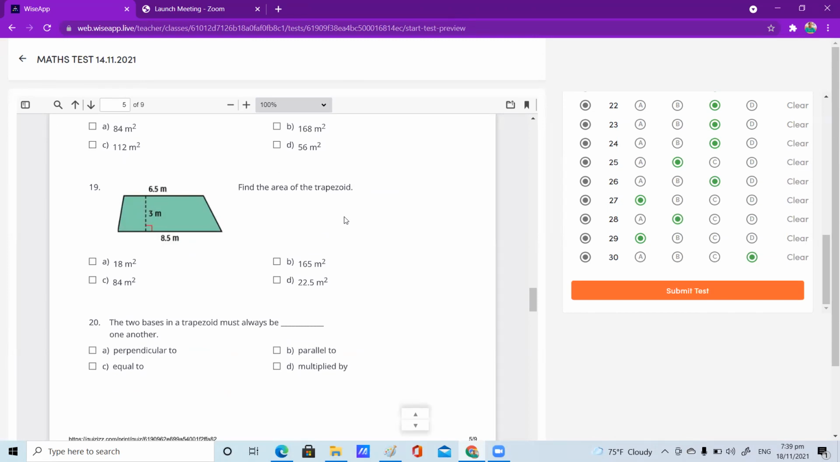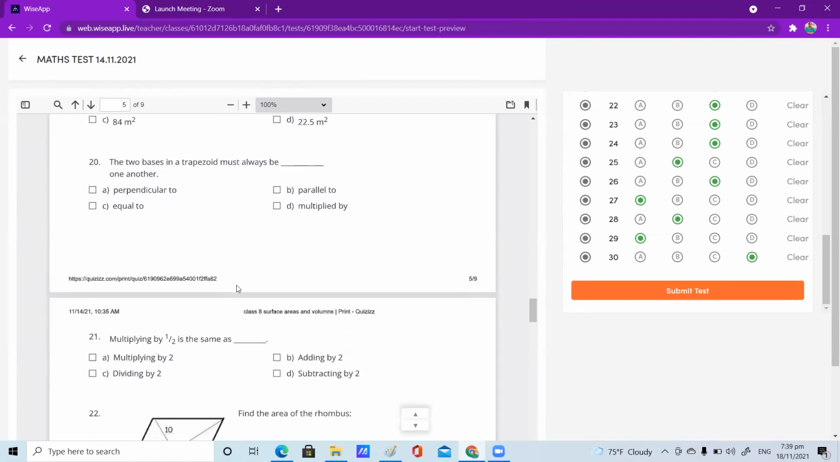It will be half into 6.5 plus 8.5, which is 15, by 2, into 3. So 45, by 2. Half of 45 is 22.5 meters. Next, the two bases in a trapezoid must always be parallel to each other. Right, children, parallel to each other.